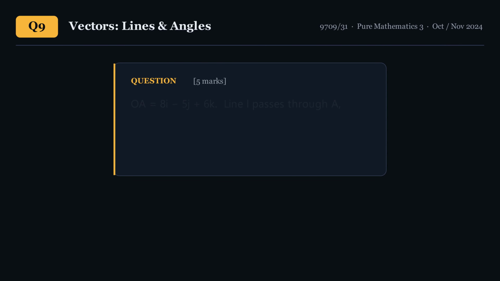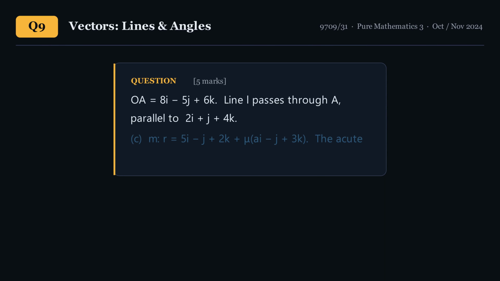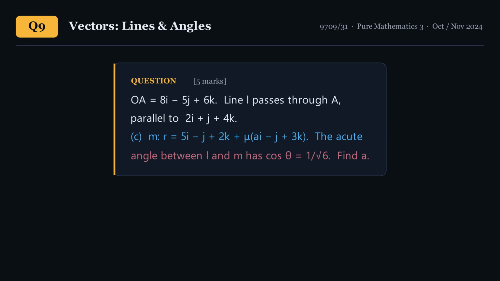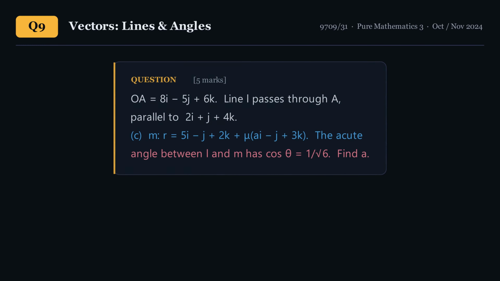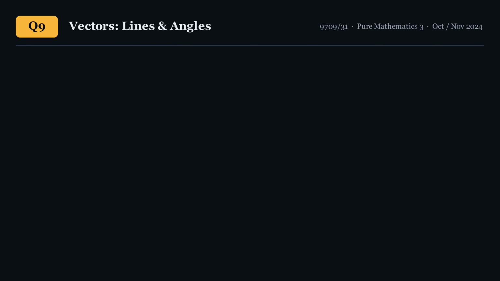OA equals 8i minus 5j plus 6k. Line L passes through A, parallel to 2i plus j plus 4k. Part C. Line M is r equals 5i minus j plus 2k, plus mu times (ai minus j plus 3k). The acute angle between L and M has cosine theta equals 1 over root 6. Find a. Now let's work through the solution step by step.